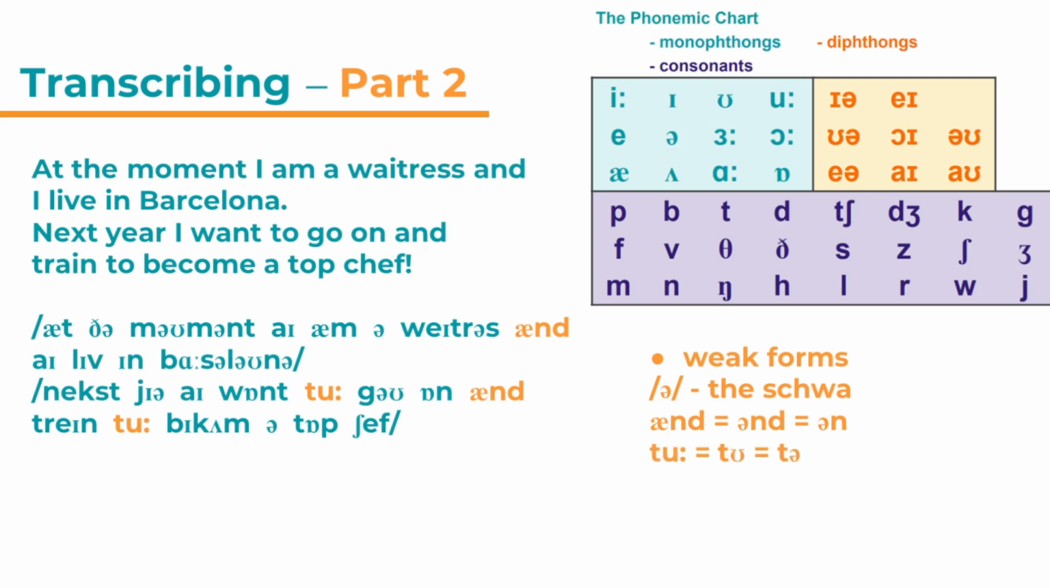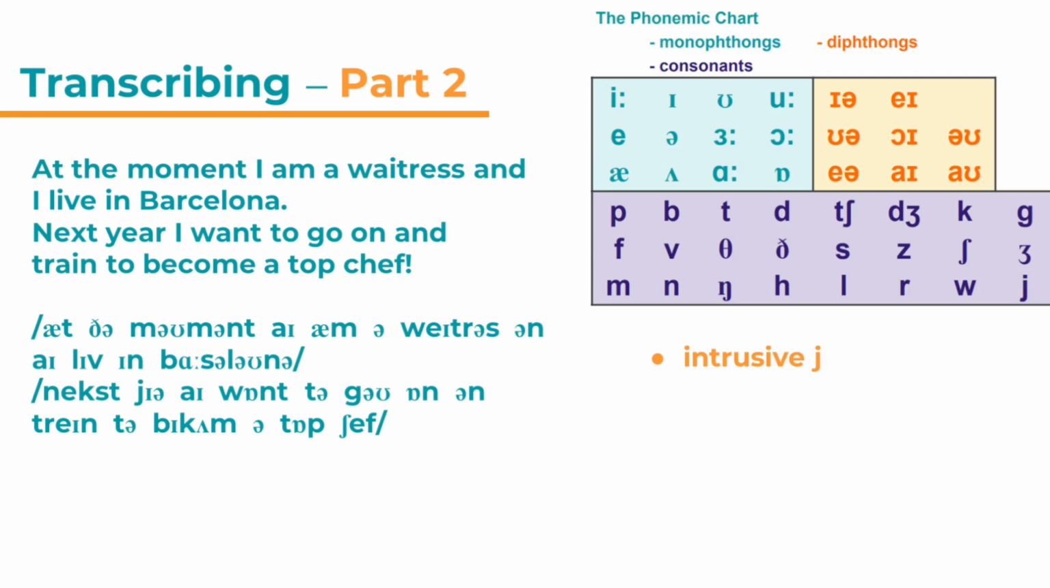To will be reduced to either to or t. Again, most likely it is the last one with the schwa. So we're going to replace those with un and t. Waitress and I, waitress and, or want to, go on and train, to become. So hopefully you'll hear the weak forms with the schwas very clearly now.